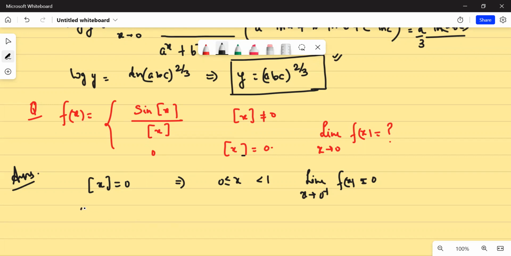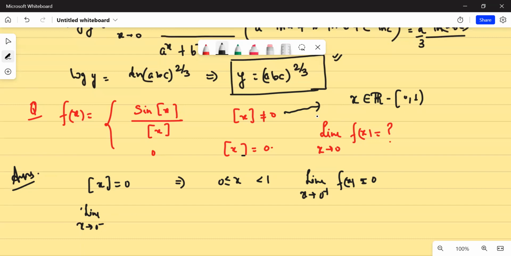And you are quite right about limit x tends to 0 minus. Why are you right there? Because greatest integer x equal to 0 means what? x lies between 0 and 1. And it does not equal to 0 means, here I'm writing, it refers to all those real numbers barring this. So it refers to all those real numbers barring this.